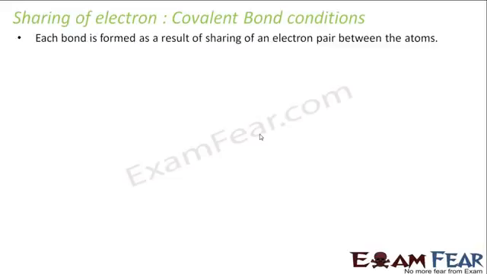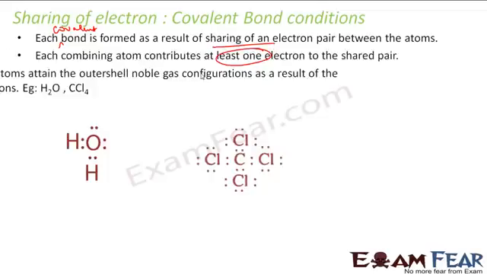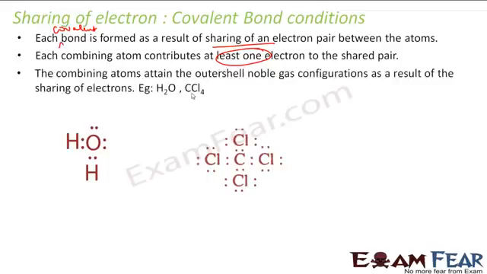And there are some rules for the covalent bond condition. It's pretty simple, actually, the same thing which we explained earlier also. It says that each covalent bond is formed as a result of sharing of an electron pair, correct? And each atom should contribute at least 1 electron to the shared pair. And all the sharing happens just to attain the noble gas configuration.